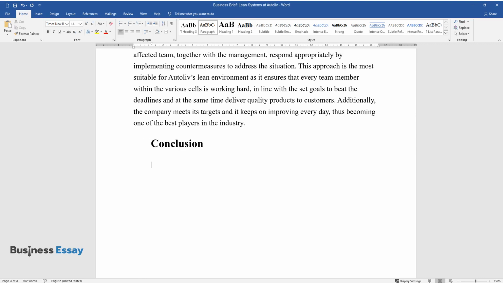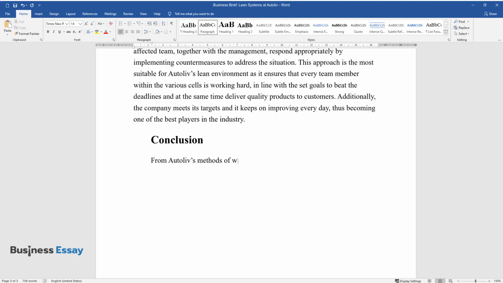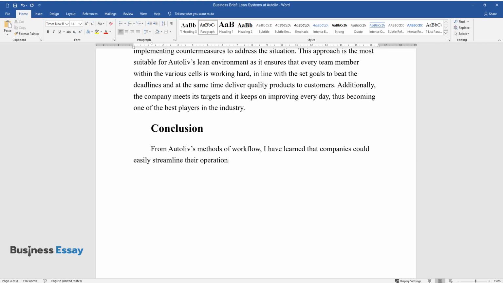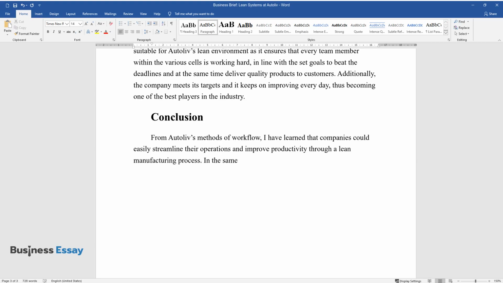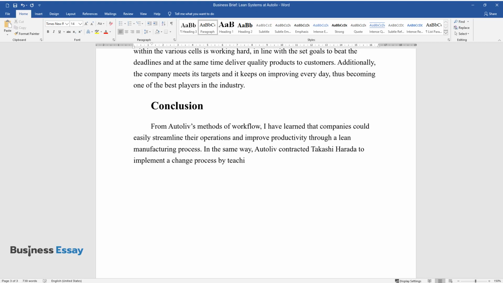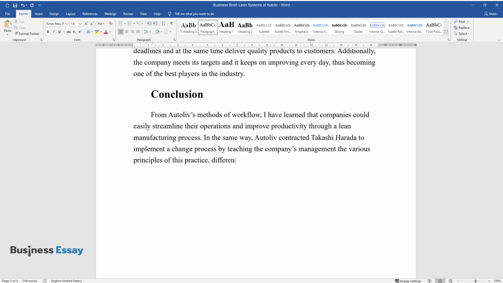Conclusion. From Autoliv's methods of workflow, I have learned that companies could easily streamline their operations and improve productivity through a lean manufacturing process. In the same way, Autoliv contracted Takashi Harada to implement a change process by teaching the company's management the various principles of this practice. Different organizations could adopt the same procedure.